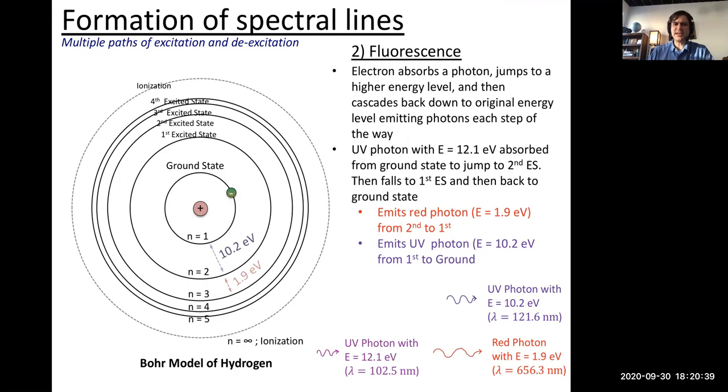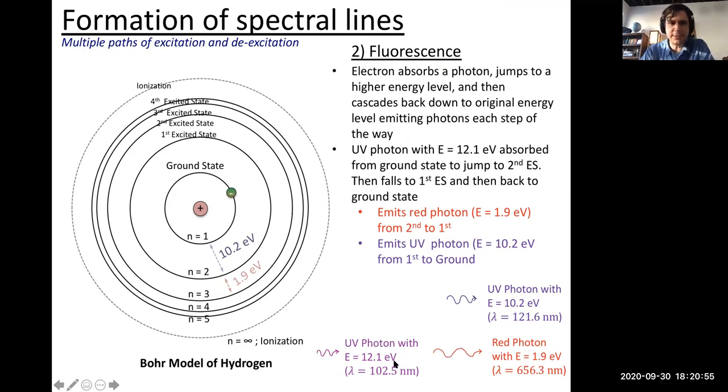So don't worry about the text yet. The animation I'm about to show you is supposed to walk us through the text. So now what I'm going to do is send in an ultraviolet photon that has a higher energy than the previous example. It has 12.1 electron volts of energy.